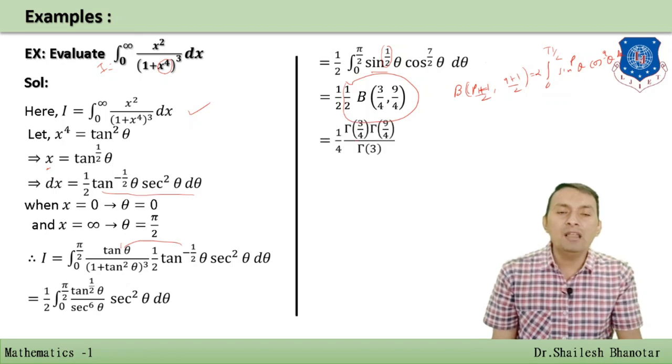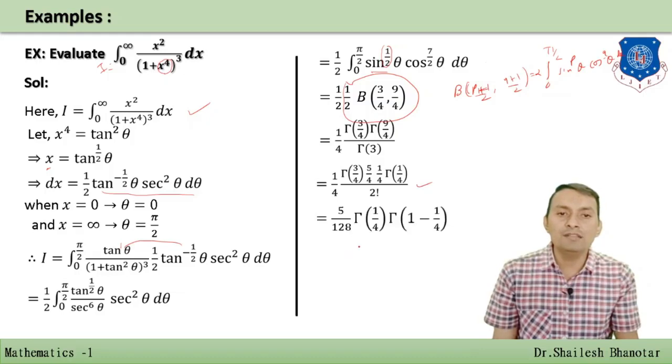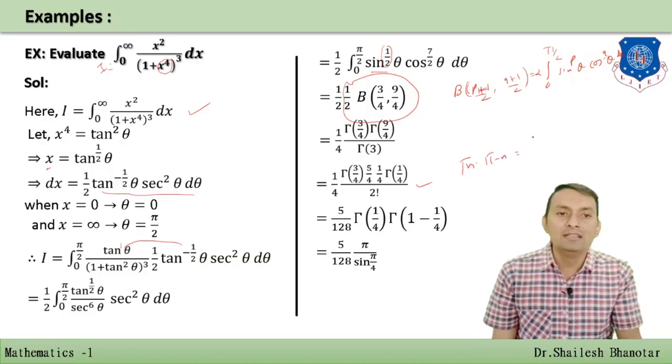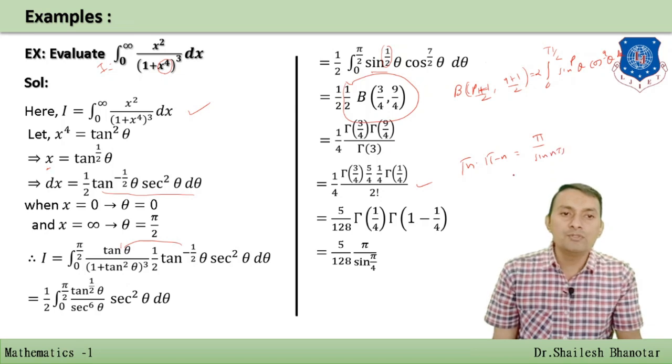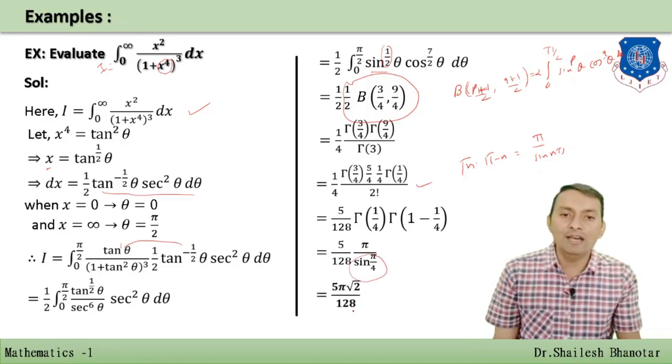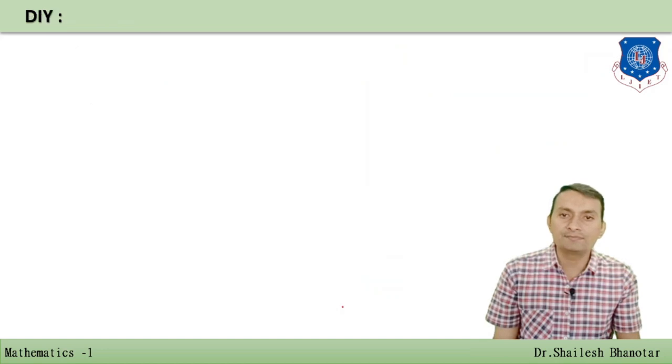When you apply the relation between gamma and beta functions, you will get this one. When you simplify, again using the property that gamma n into gamma 1 minus n is equal to pi divided by sine n pi. Using that formula, you will get sine pi by 4 here, but sine pi by 4 is nothing but 1 divided by square root of 2. So finally you will get 5 pi into square root of 2 divided by 128.